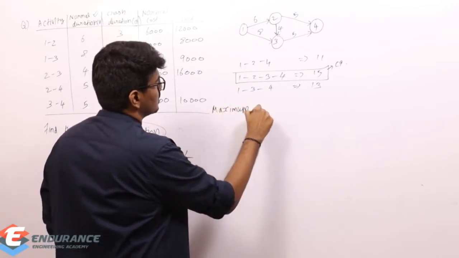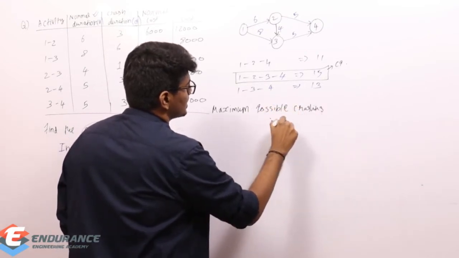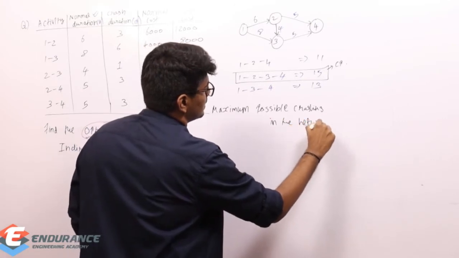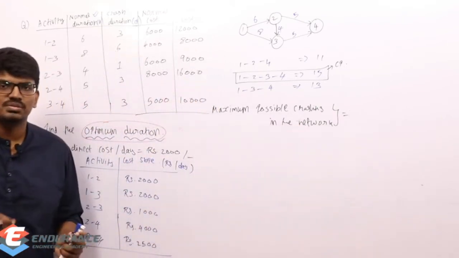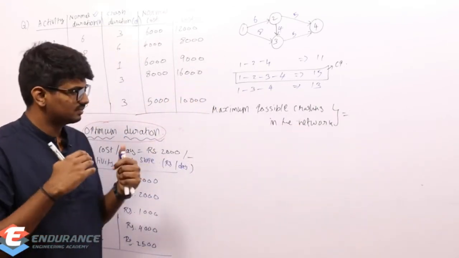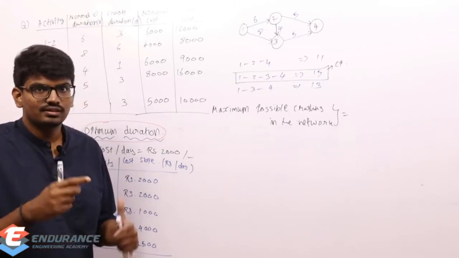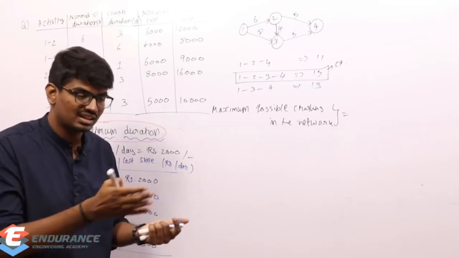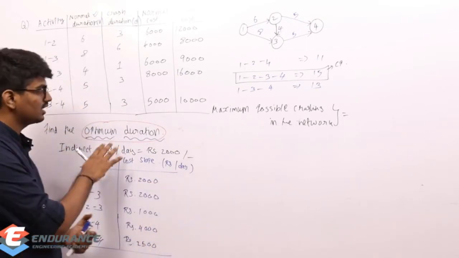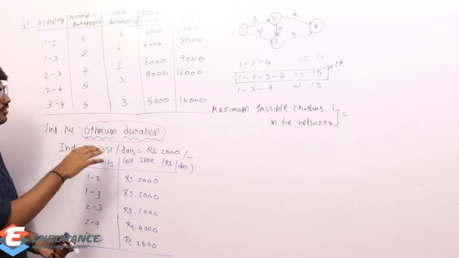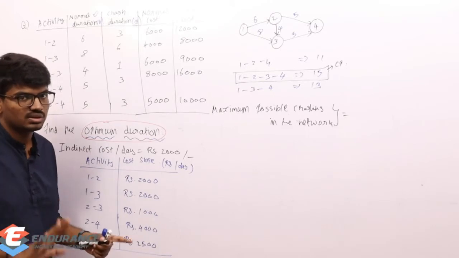Maximum possible crashing in the network. Just be patient and listen to me, because from now the steps are very easy, but you need to understand them. So maximum possible crashing means what? Listen, crashing is done for reducing the project duration by optimizing the cost, right? The total cost has to be optimized, and I need to find out what is the optimum duration. So the cost has to be reduced, and corresponding to that, what is the duration?